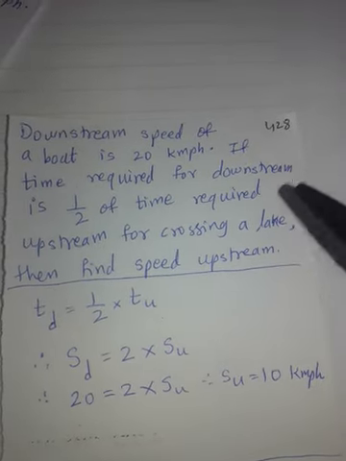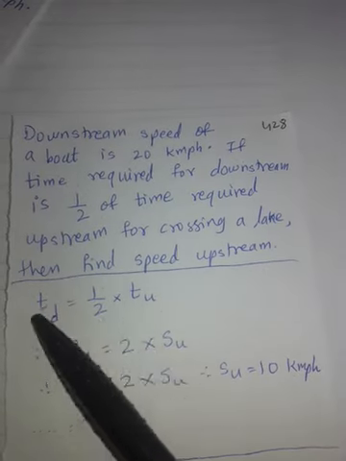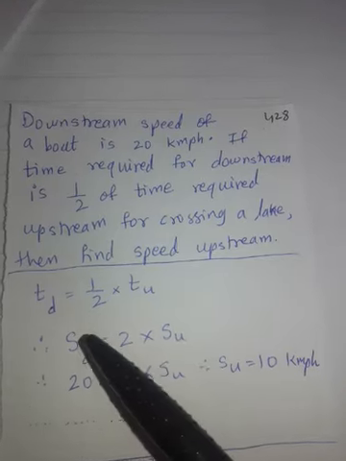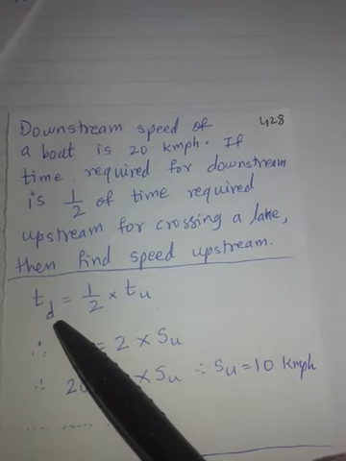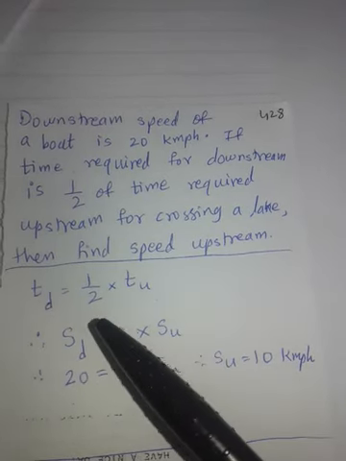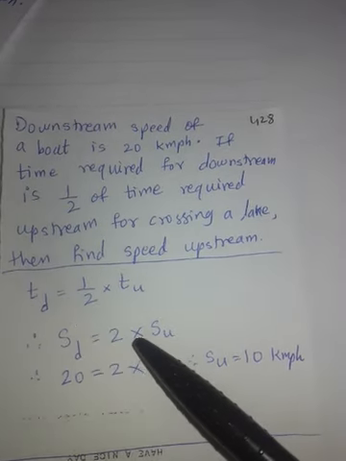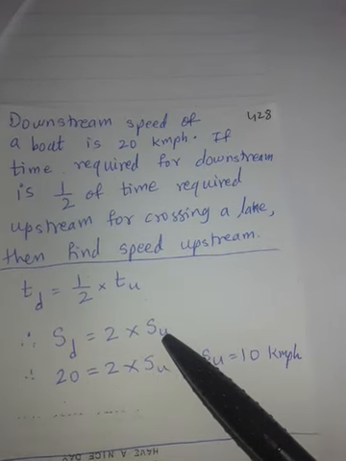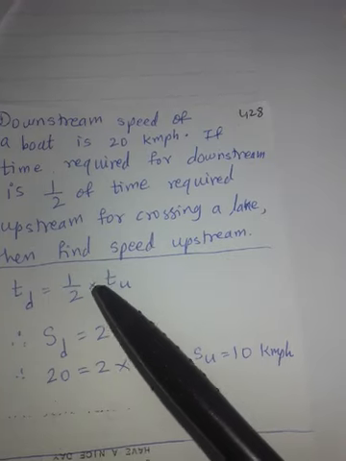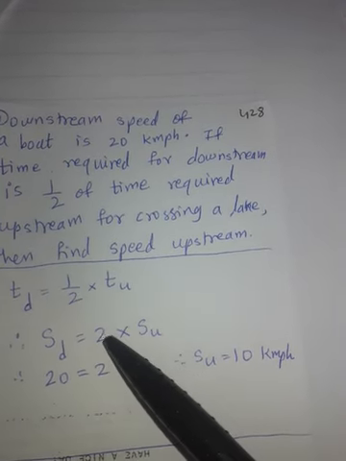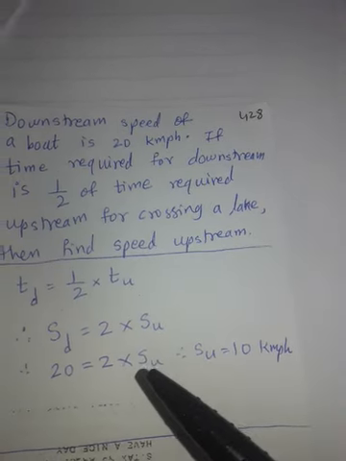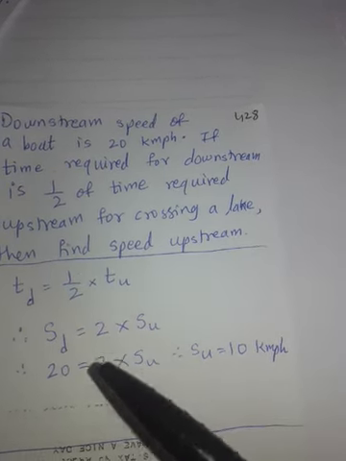So when distance is the same and the relation between times is given to you, can we find the relation between speeds? Just now we learned this concept. They are saying time downstream is half that of time upstream. That means speed downstream will be double that of speed upstream. If this is half, its reciprocal becomes 2. If this was 1/3, this will be 3. If this was 1/4, this will be 4. Getting it? So this is half and this is 2.